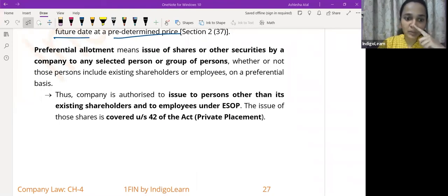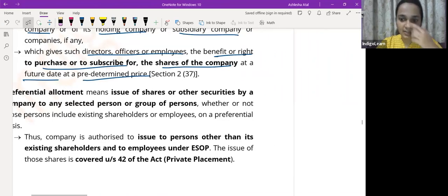We'll do preferential allotment today. And the last one, debentures and into stock, we will do tomorrow. Done? Any questions? Can I start with preferential allotment?